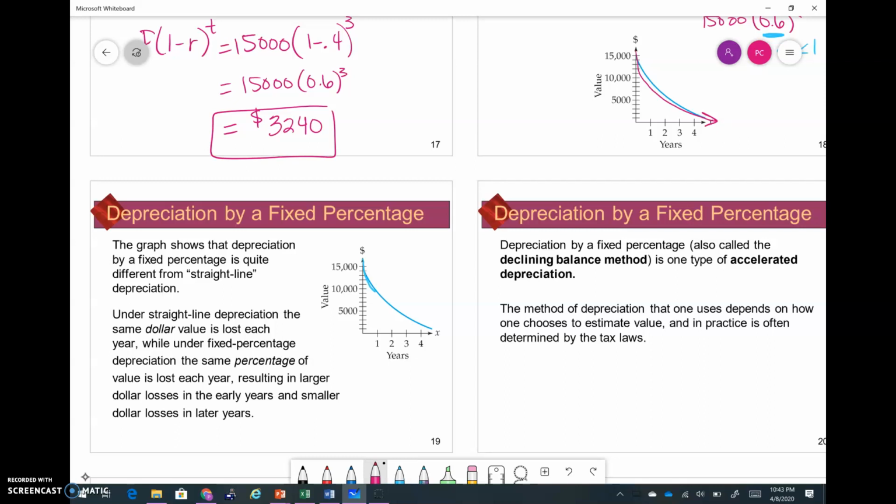Let me get a different color. Going down very quickly at first, but at some point it's going to taper off, and we're going to still decay, but we're not going to decay as fast. Okay?